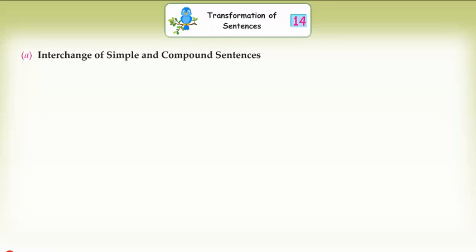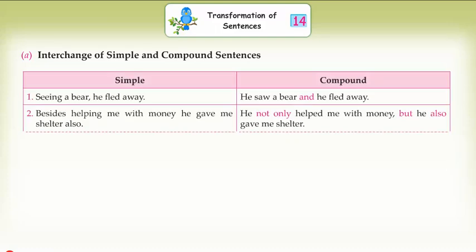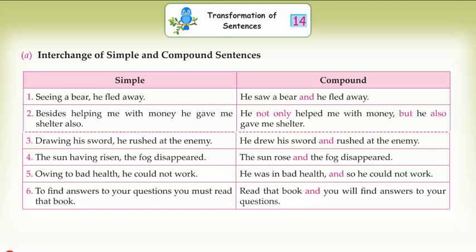A. Interchange of simple and compound sentences. Simple, compound. 1. Seeing a bear, he fled away. He saw a bear and he fled away. 2. Besides helping me with money, he gave me shelter also. He not only helped me with money, but he also gave me shelter. 3. Drawing his sword, he rushed at the enemy. He drew his sword and rushed at the enemy.